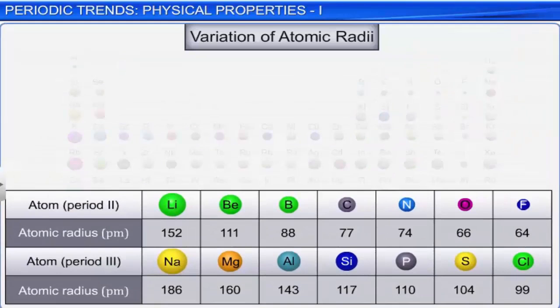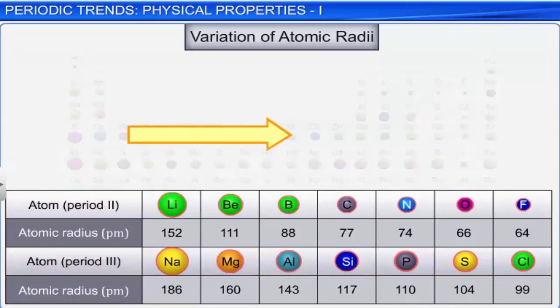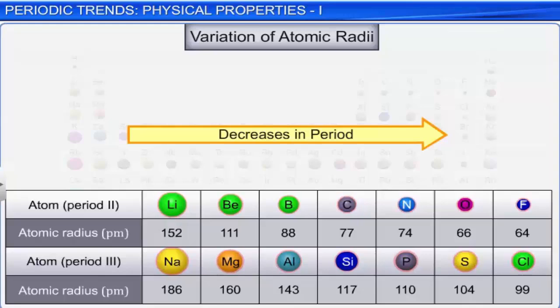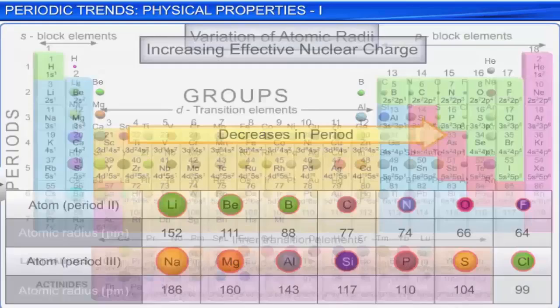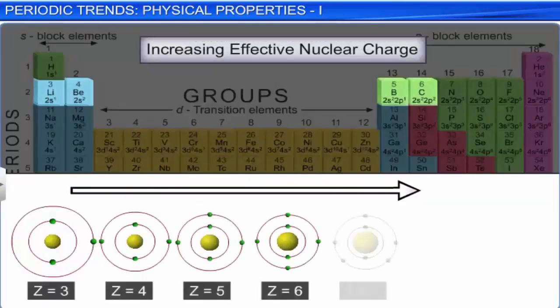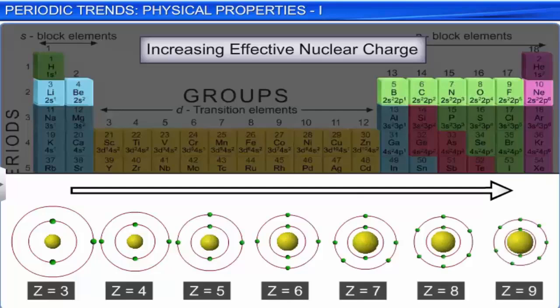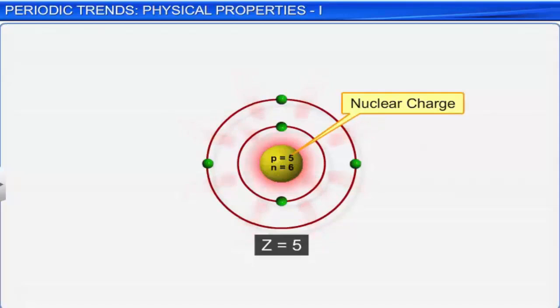A decrease in atomic size across a period is due to the increasing effective nuclear charge with increase in atomic number. Nuclear charge is the net positive charge experienced by an electron of an atom. The effective nuclear charge varies with the proximity of electrons from the nucleus.